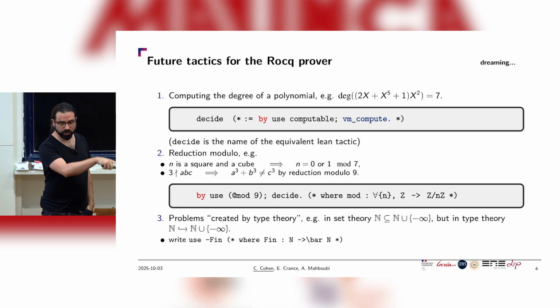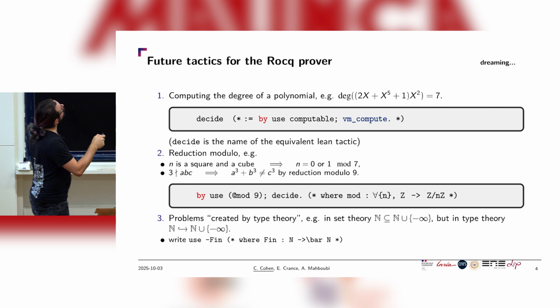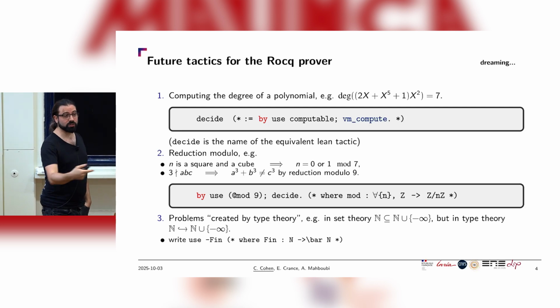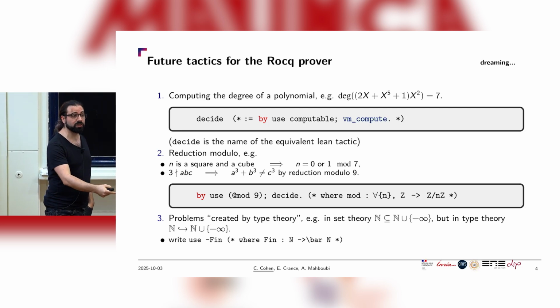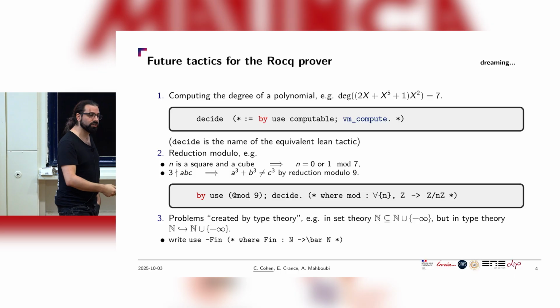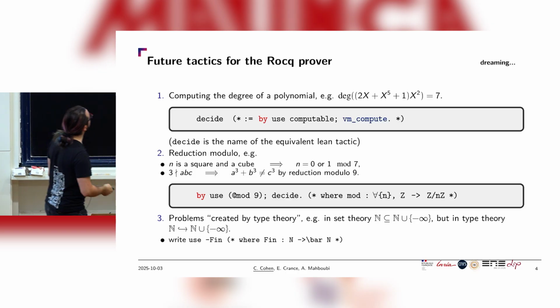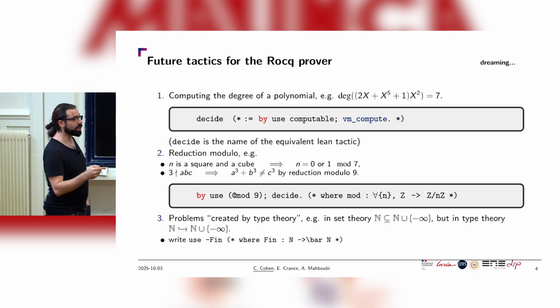Yes, so there is a compute degree tactic in Mathlib that checks that the degree is a given number. But this is meant to be more general than that because it's meant to be used to compute anything that you know how to compute in your library. And maybe you don't know the result in advance, and then you get the result and not just check the result. Okay.